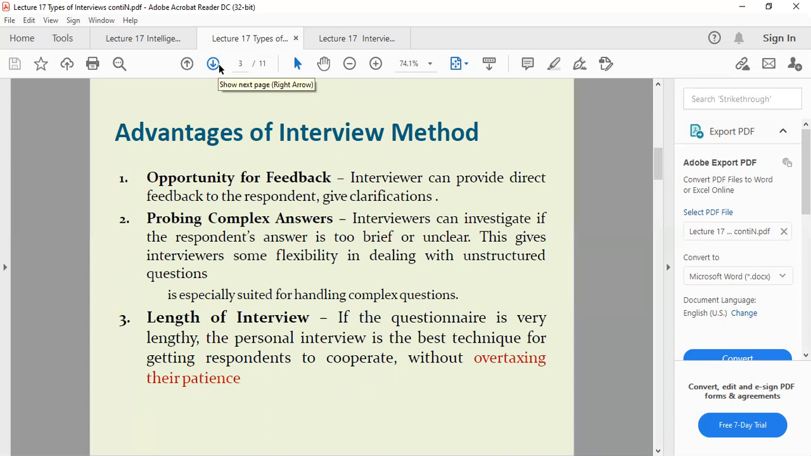Then looking at the advantages of the interview method: opportunity for feedback, where the interviewer can provide direct feedback and give clarifications to the interviewee. It also allows probing of complex answers, where the interviewer can investigate the respondent's answer when it is too brief or unclear, so they look into each side. Then length of interview: if the question is very lengthy, the personal interview is the best technique for getting respondents to cooperate without overtaxing their patience, you see.